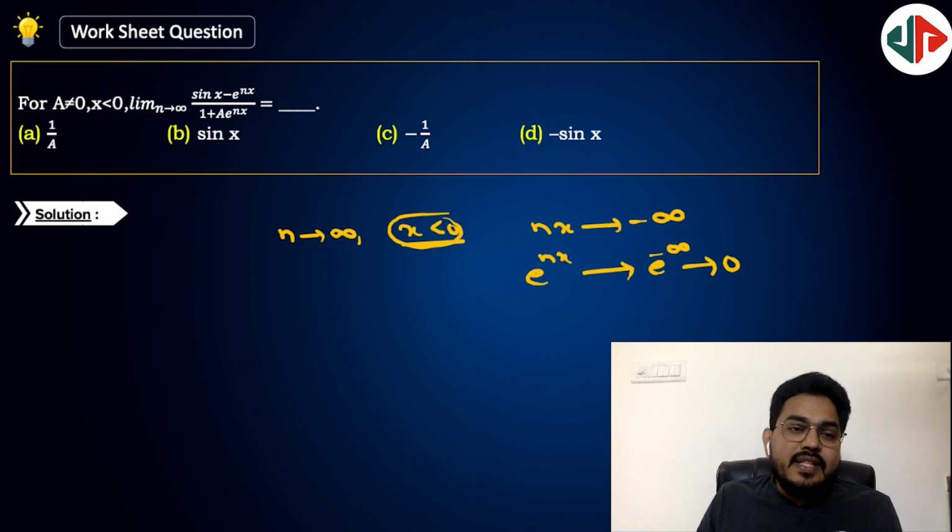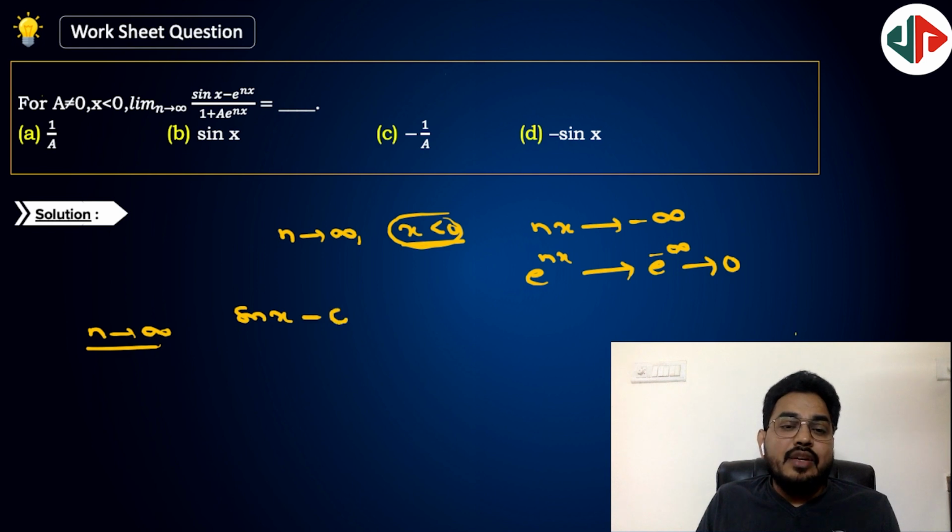So if someone says limit n tending to infinity, this value will be equal to sin x as it is minus 0 by 1 plus a into 0. So the answer is sin x.